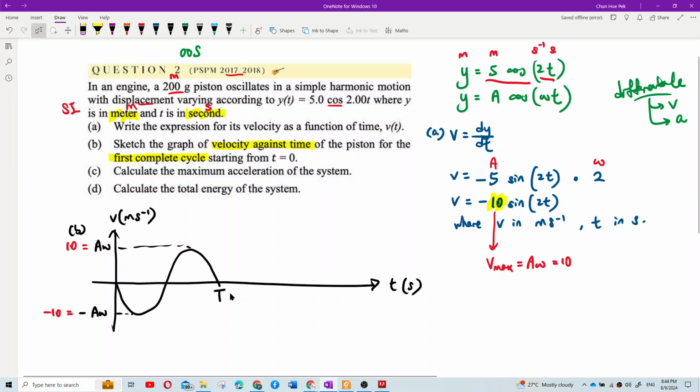Period, we need to find the period. Where do we find the period from? Find it from omega. Omega is 2, right? See, omega is 2. What is the formula for omega? The formula for omega is 2 pi over period. So cross over. So period is what? It's pi, isn't it? Period is pi, isn't it?